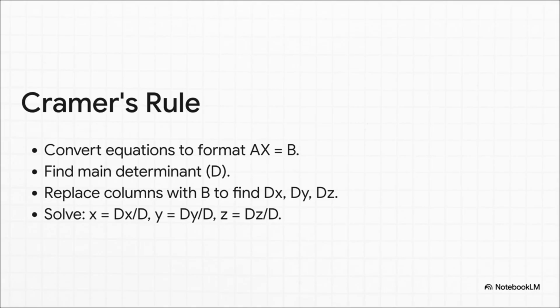You find your main determinant, D. Then you selectively swap out columns of your matrix with your result vector to find brand new determinants, dx, dy, and dz. Finally, simple division gives you your x, y, and z variables. It's pure, applied, beautiful logic.